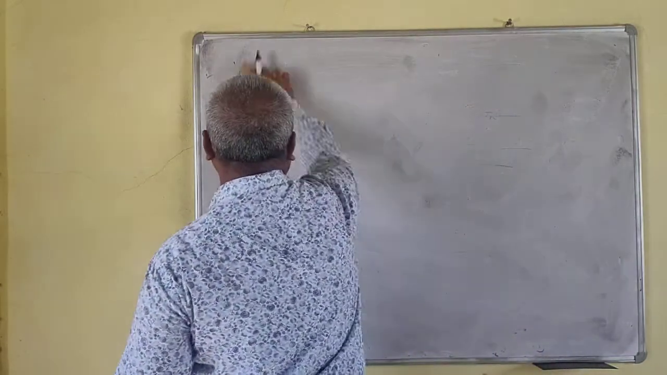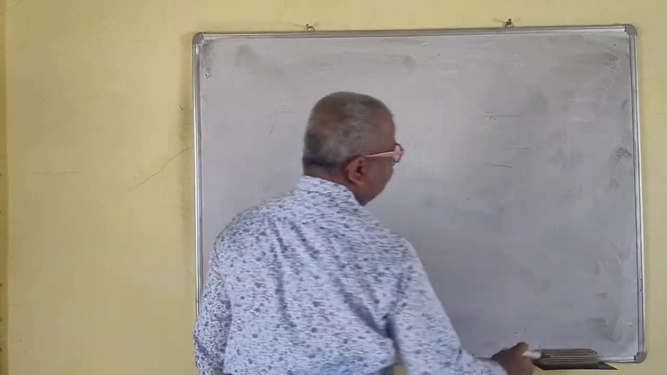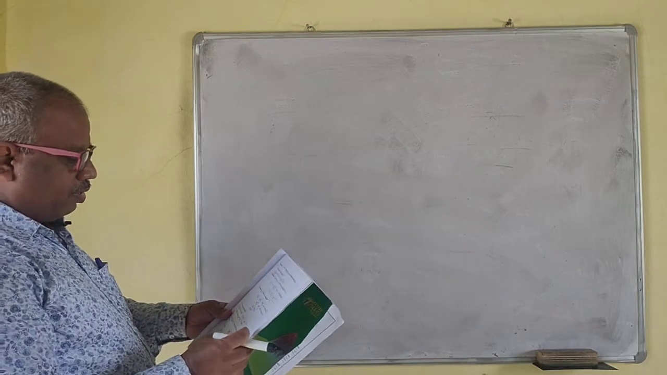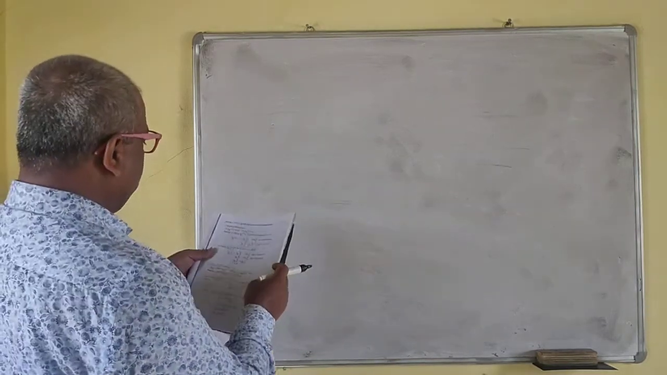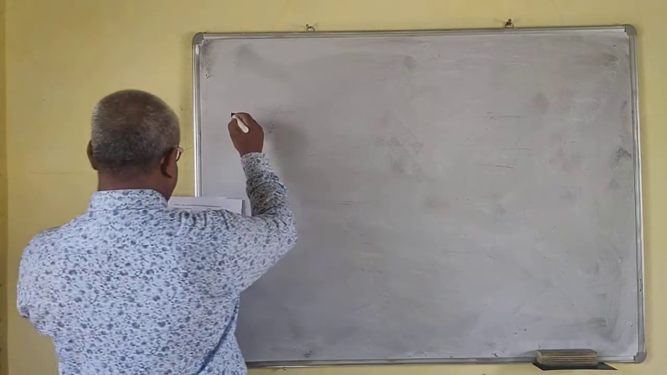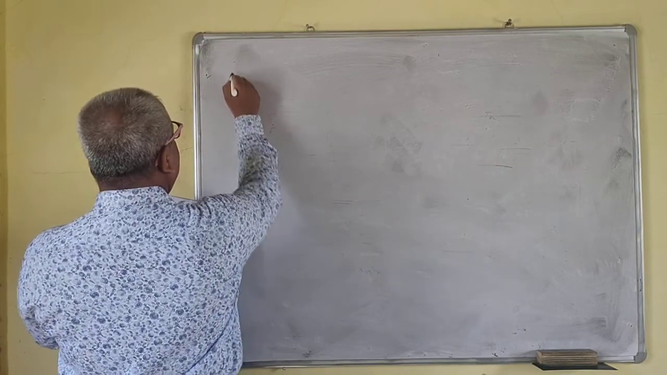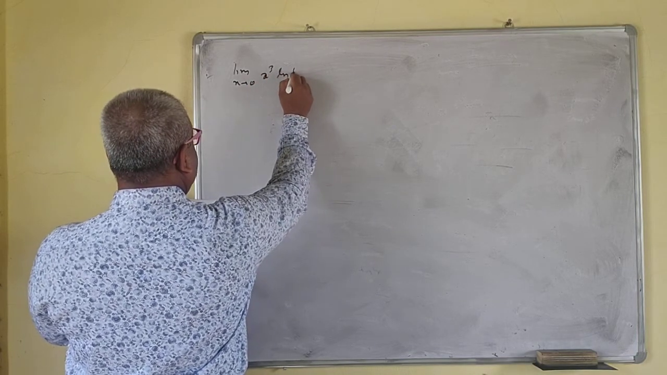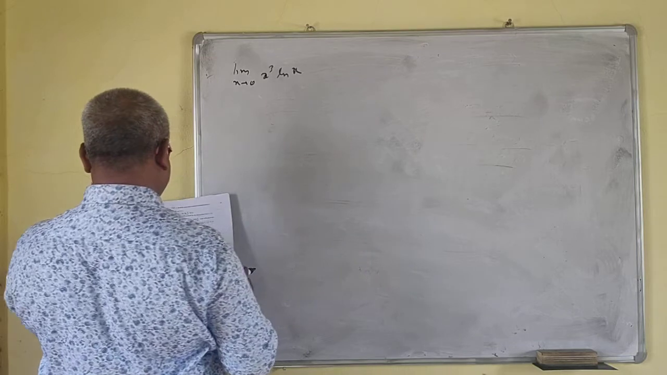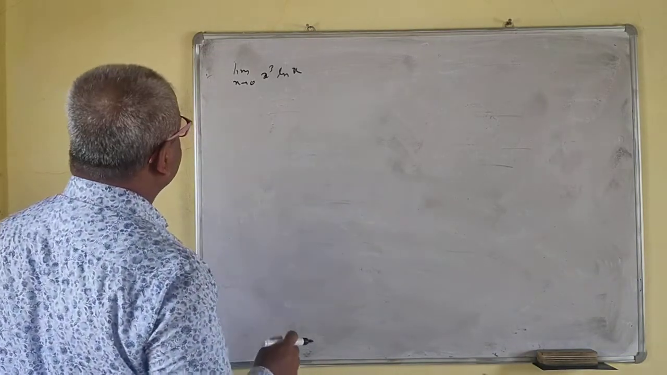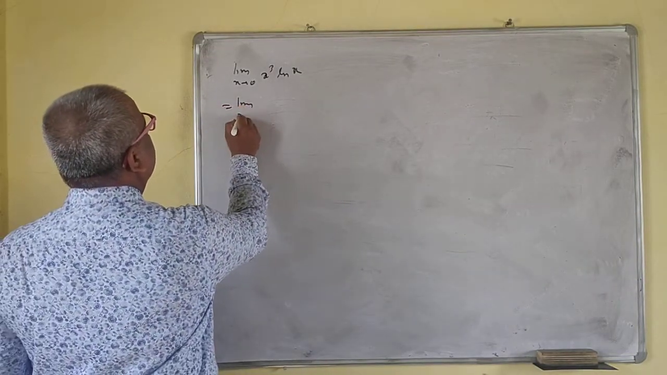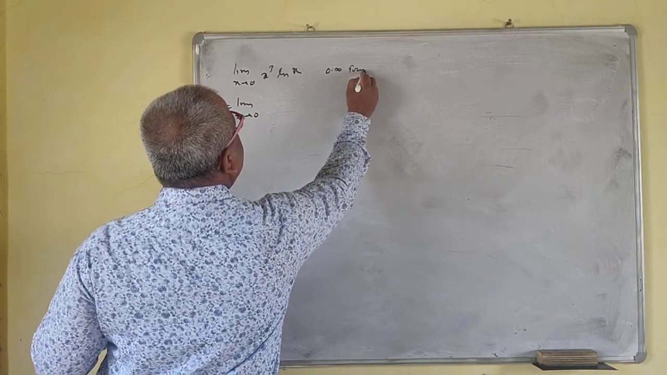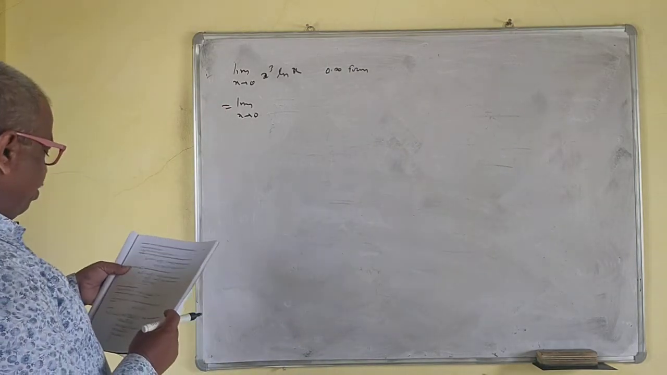So instead of finding the derivative, you can do this one. Up to the first two steps it is okay, because now you want to apply L'Hospital's rule. So limit x tends to 0 of x cube ln x. So this is what then? Limit x tends to 0, this is 0 times infinity form. So what do we have to do?